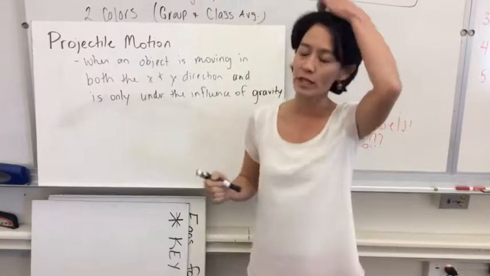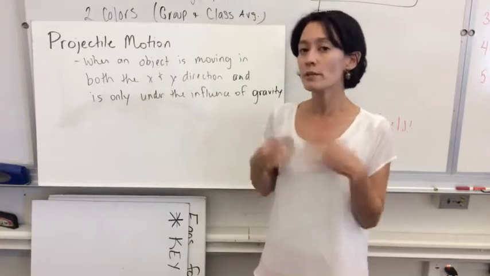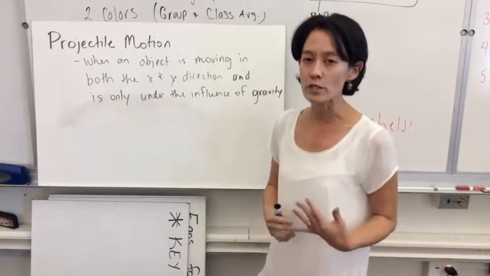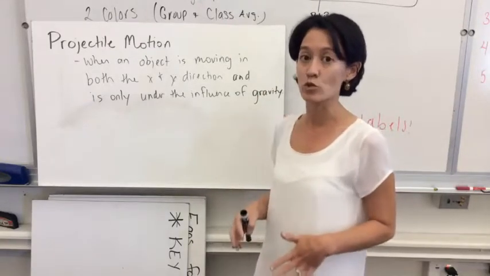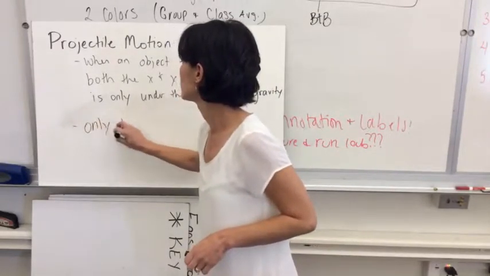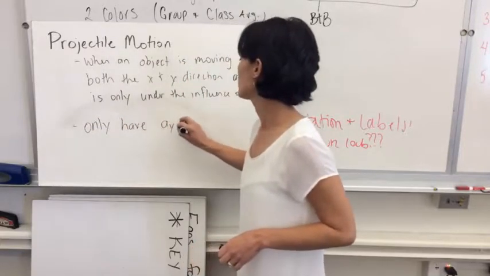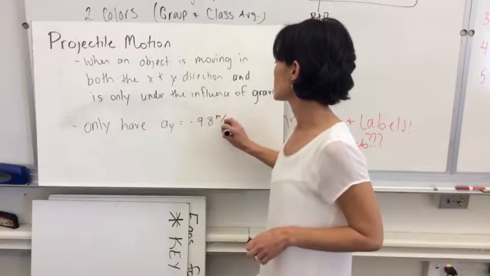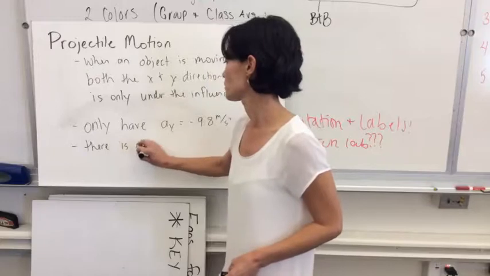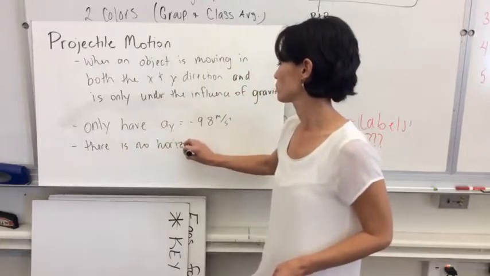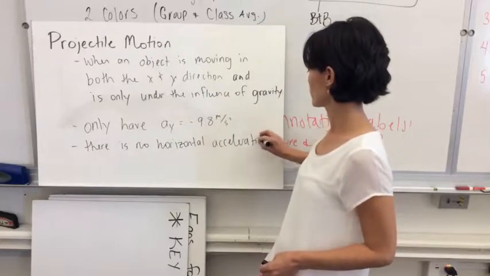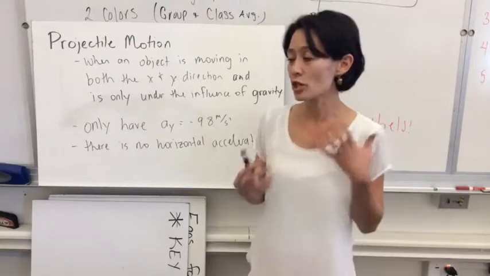So it can't just be like an airplane that's moving in the sky in both the x and the y direction, because an airplane has its own engine. It has to be something that's strictly being thrown in the air, moving in the x and y direction, and the only acceleration acting on it is gravity. So we only have ay, which is negative 9.8 meters per second squared, which we've already learned, and there is no horizontal acceleration. So that is what's considered a projectile.